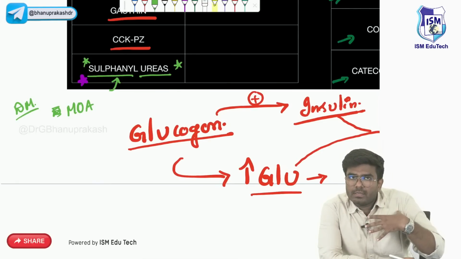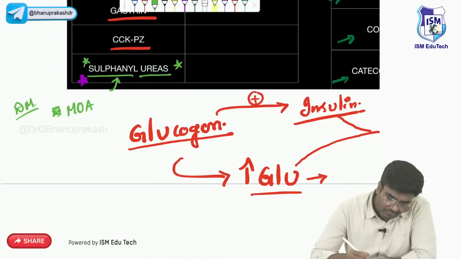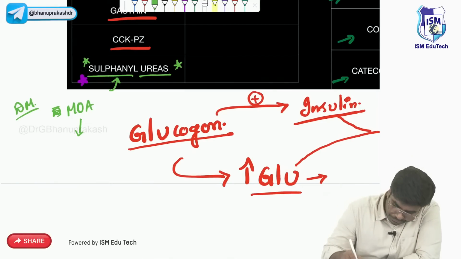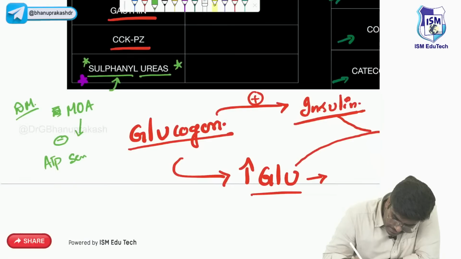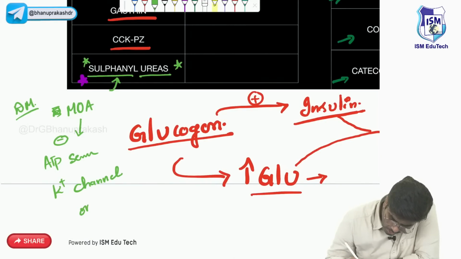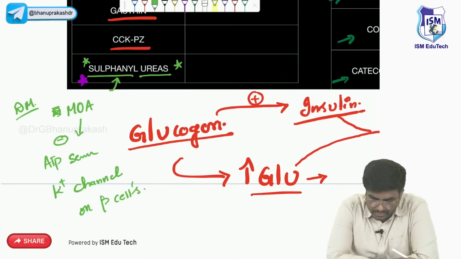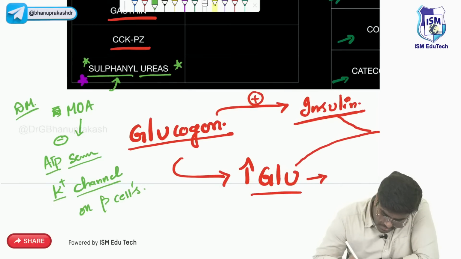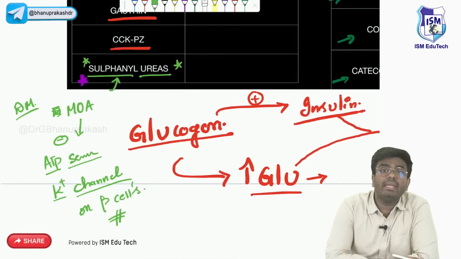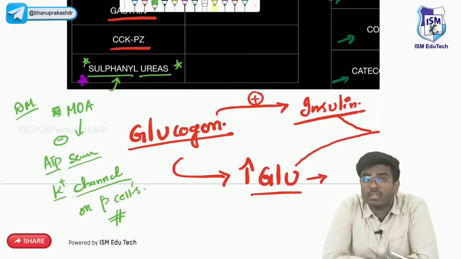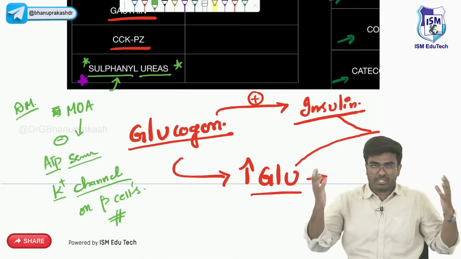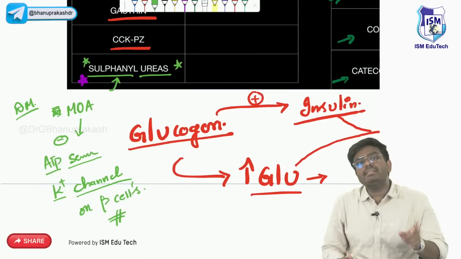See, I am a diabetic. You have to treat me. You have to decrease my blood glucose levels. How? By giving sulfonylureas. Now, the mechanism of action of sulfonylureas is very important. MCQ. It blocks ATP-sensitive potassium channels on beta cells. Very simple. Whenever you take drugs like sulfonylureas, the ATP-sensitive potassium channels are blocked. Whenever they are blocked on the beta cells, the cell will automatically undergo depolarization. The depolarization of the beta cells will release insulin.